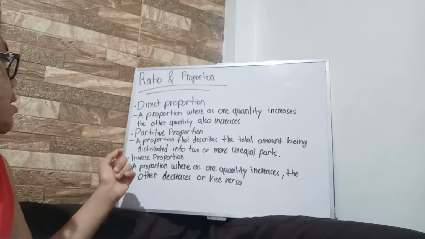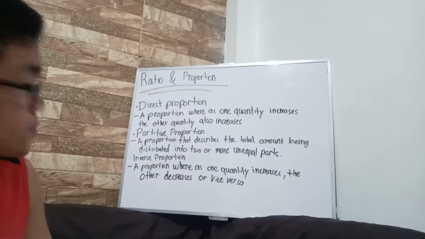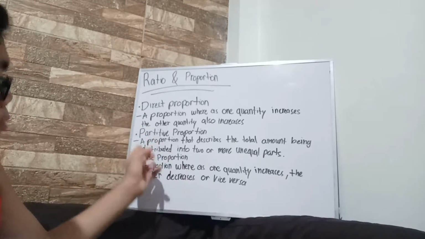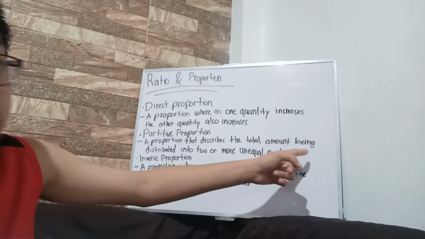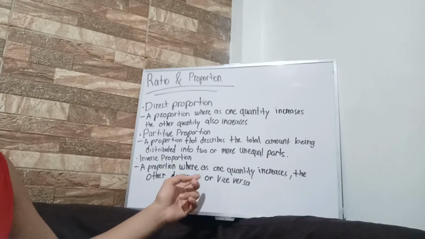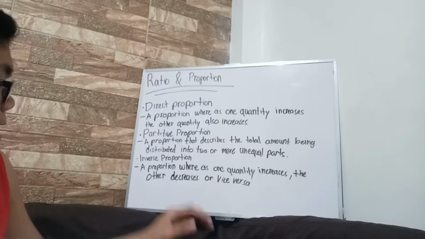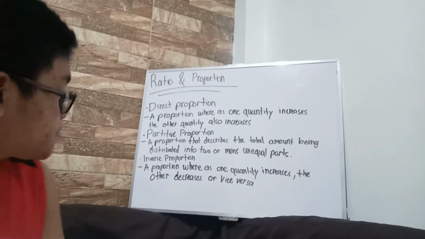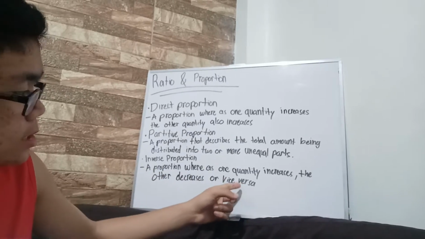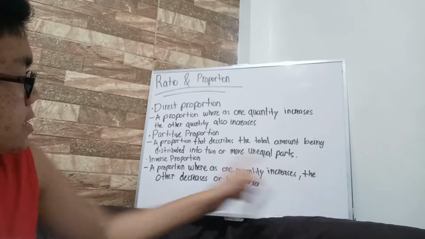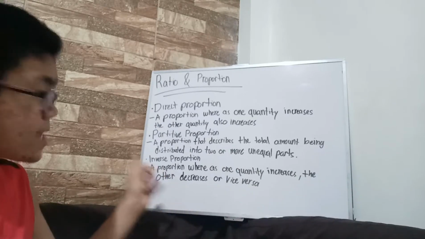Then the second one, the partitive proportion: a proportion that describes the total amount being distributed into 2 or more unequal parts. And the last one is inverse proportion: a proportion where, as one quantity increases, the other decreases, or vice versa. Inverse or reverse.